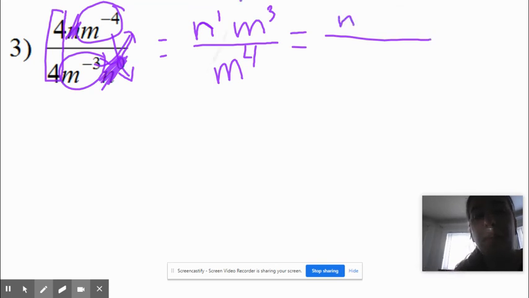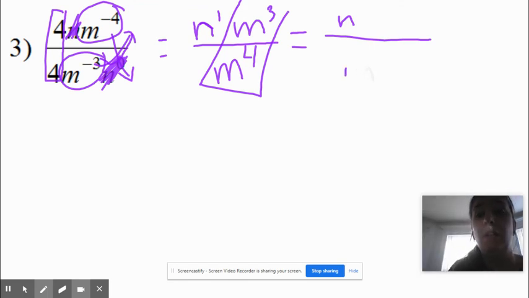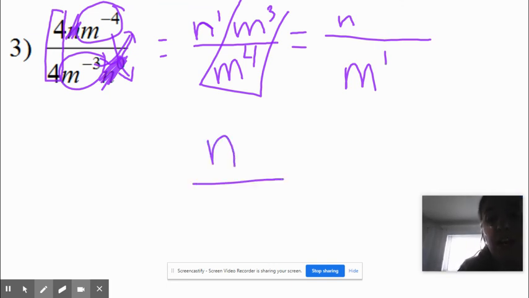And now I'm looking at my m terms. Okay, I know 4 is bigger than 3, so my end result's going to end up in the bottom. 4 minus 3 is 1. So I'm going to get m to the 1. So really, after I clean it up a little bit, my final answer is n over m.